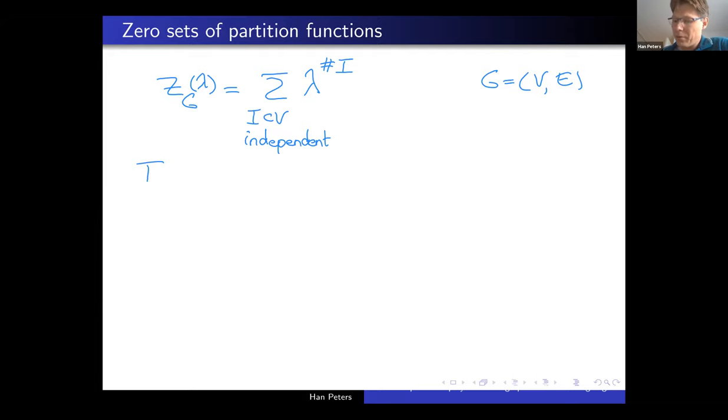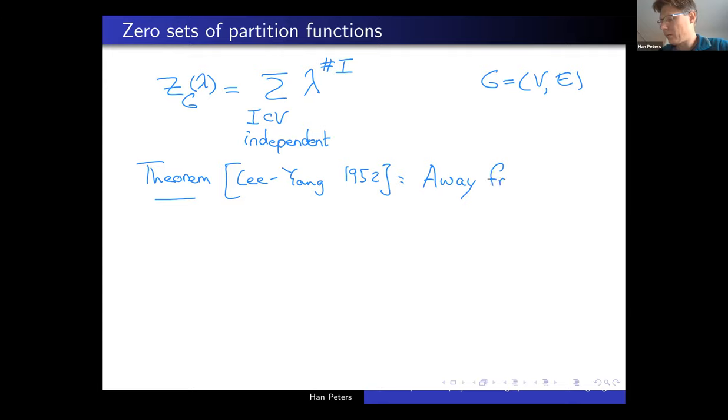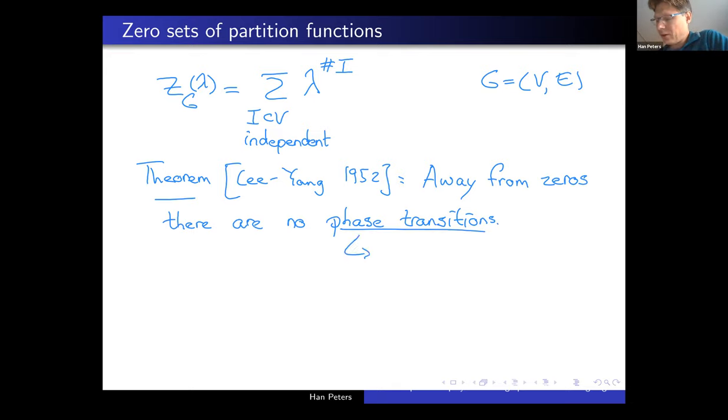So here's a theorem of Lee and Yang from a long time ago, 1952, which says that away from zeros, there are no phase transitions. Okay, that's a very physical formulation of the theorem, which is actually a math theorem. So phase transitions mean non-analyticity in R. So you look at physical parameters.